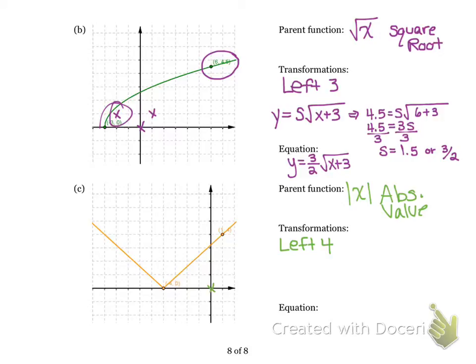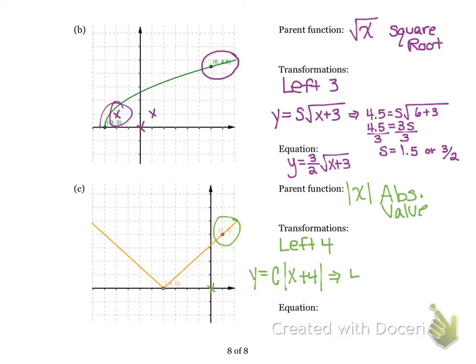Okay, so let's figure it out. We know that we have y equals a vertical compression here. We can even use C if you want for compression. And then the absolute value of x plus 4, because we went left. And then that's it. So we're going to borrow this point 1, 4.